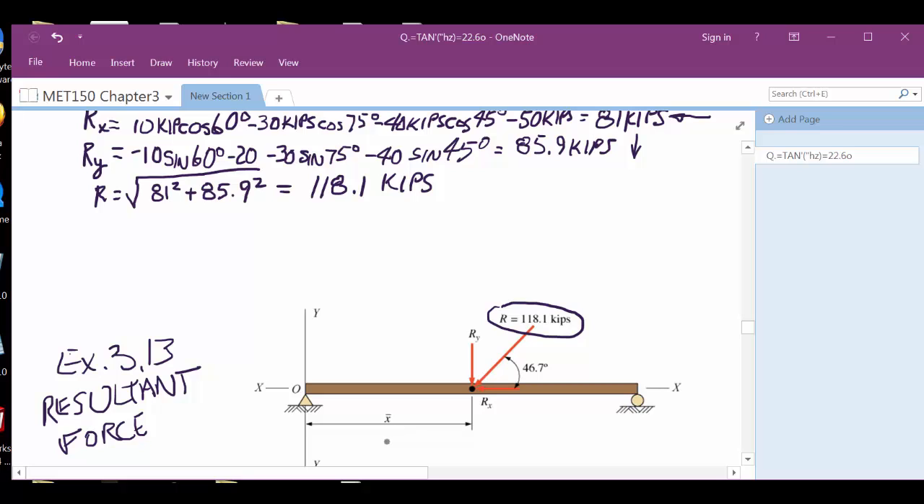So what we have to do next is do a moment. Well, first, no, we got one more thing to do. Before we do that, we got to figure out how we got that 46, right? To get the 46, does that look familiar? The arctangent of y, which was 85.9, divided by 81, it better equal 46.7 degrees.